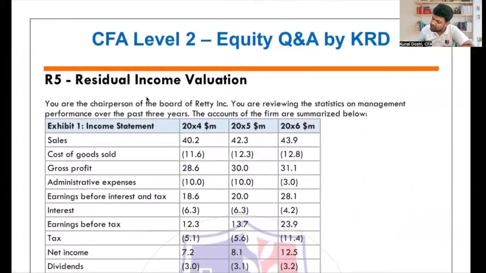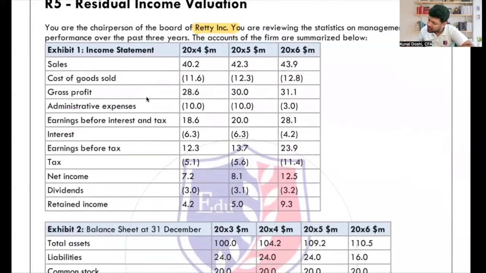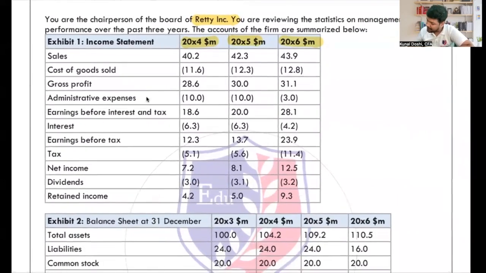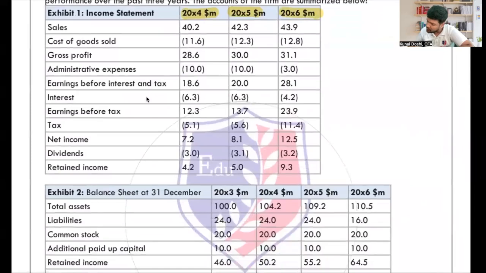So here's the information. You are the chairperson of this company. You are reviewing the information for 2004, 5, and 6. Everything is in $1 million. I require return on equity, so I require net income and total equity. Clear? My net income of the most recent year is 12.5.